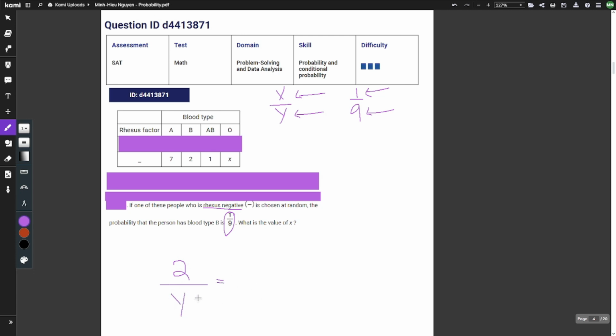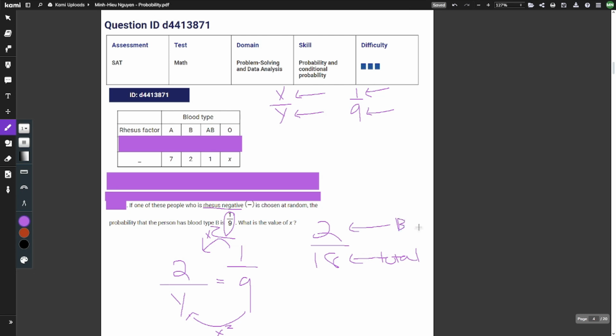Now we know that this ratio is also going to be equal to this ratio, 1 over 9. Now you just ask yourself, how do I go from 1 to 2? Multiply by 2. And how to get from 9 to y? Well, what you do on the top, you do on the bottom, so you also have to multiply by 2. So our ratio is going to be 2 over 18, with 18 being our total and 2 being the number of blood type B.